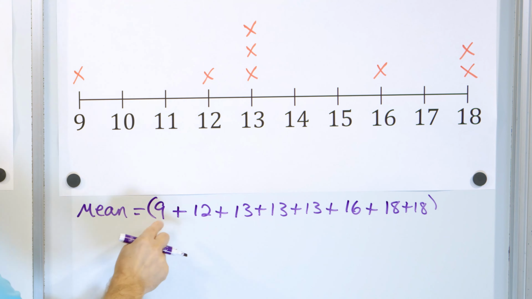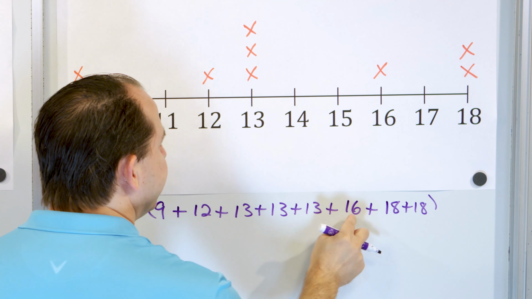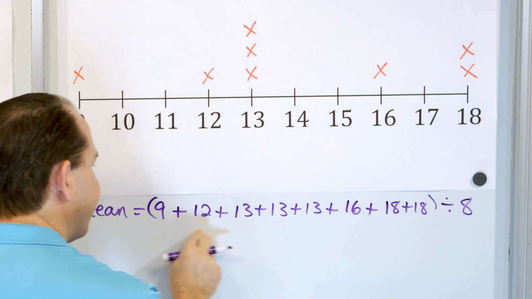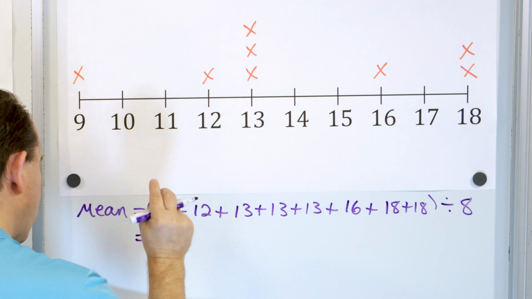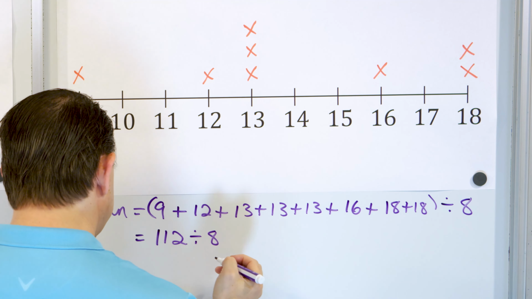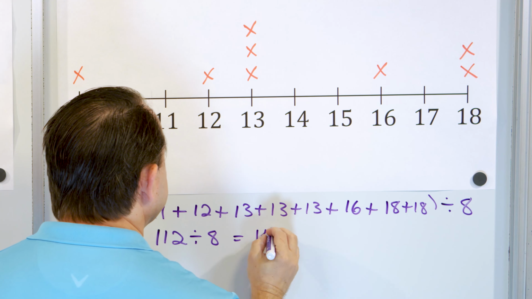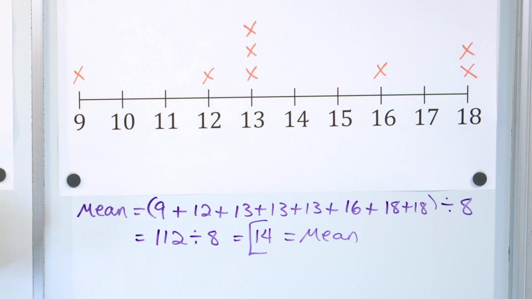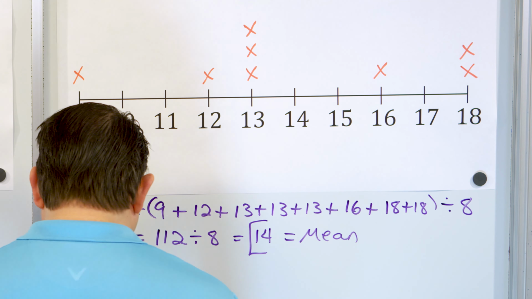So we add all these up and we have 1, 2, 3, 4, 5, 6, 7, 8, and we're going to divide essentially by 8. So we add them up all first and then we divide by 8, and what we get here is 112. When you add up all these numbers, you divide that by 8, and that gives you 14. So the mean of these guys is 14. All right? Now, let's go over here and mark where the mean is on the chart.